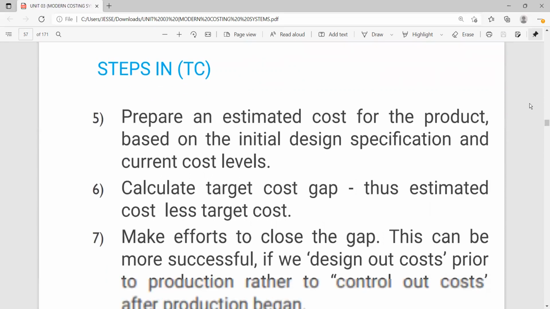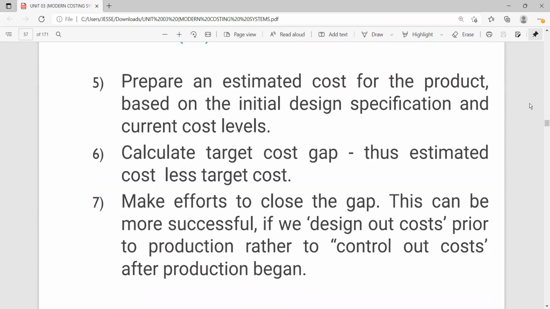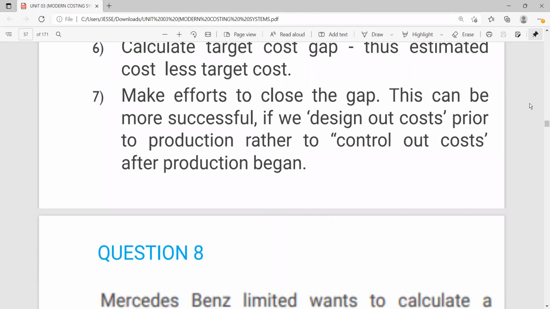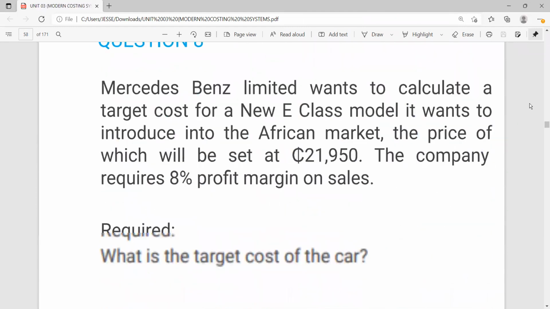And so we have to make efforts to close the gap, right? And we can do this through assessing and reassessing the initial design specifications. And if we do this prior to production, we are likely to become more successful, right?